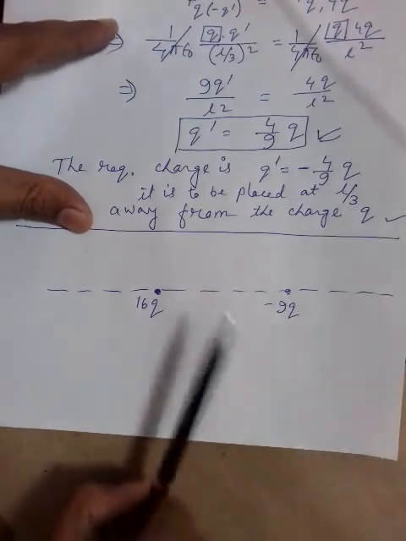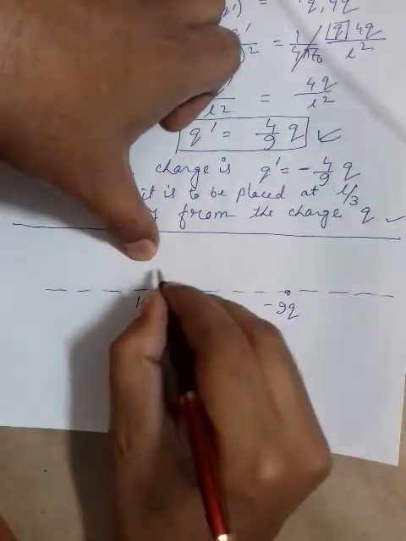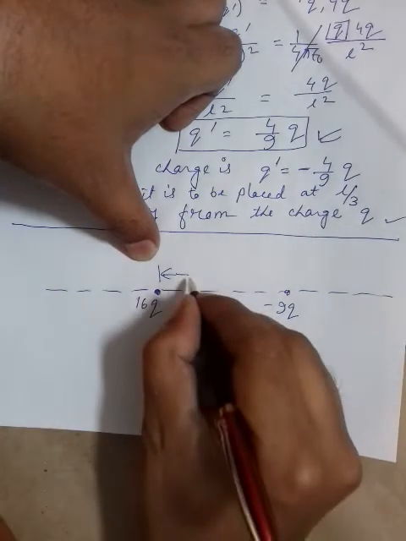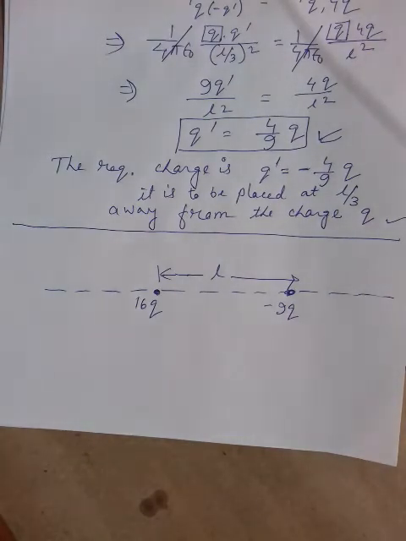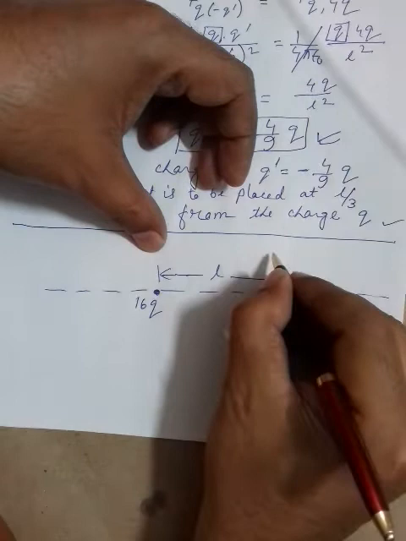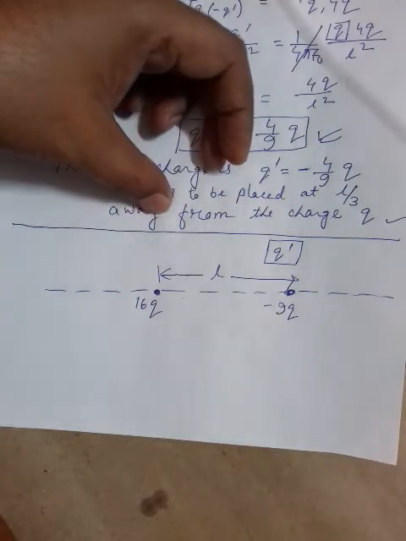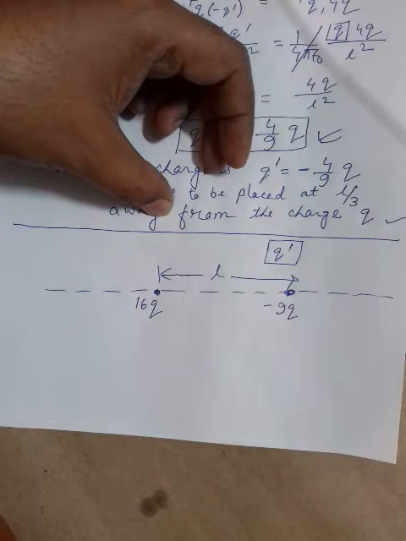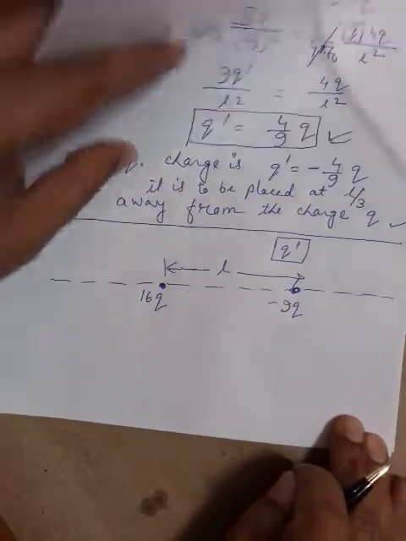Clear? You write the question first, with the drawing. Drawing is this. Write the question. Two point charges 16q and minus 9q are kept separated by a distance L. Find magnitude, nature and location of a third charge q dash such that the system remains in equilibrium. I hope the question is written.